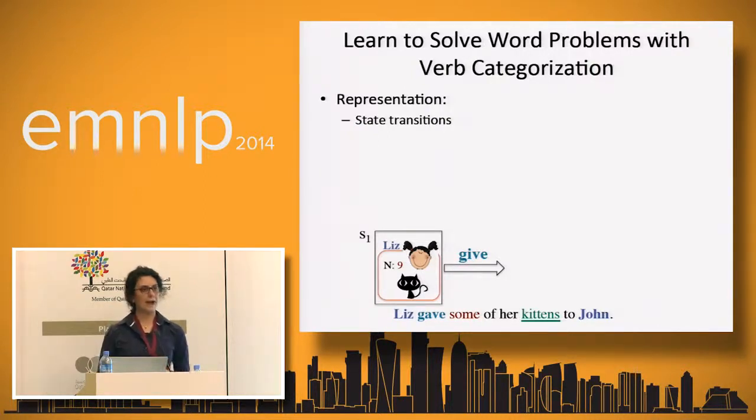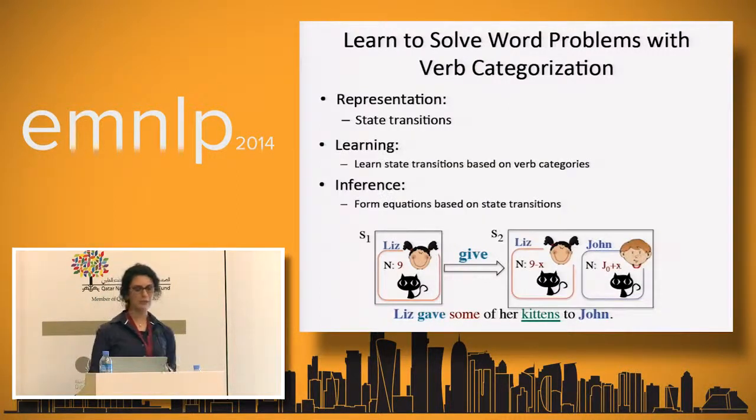The way that we address this problem is to make a state space representation. To be able to abstract from the problem text, we represent it in the form of a state representation, for example, Liz has 9 kittens. And then, with observing new sentences and basically new verbs, we make state transitions. So for example, the verb give tells us that the quantity of kittens is changed in the count for Liz, and then the kittens have been added to John.